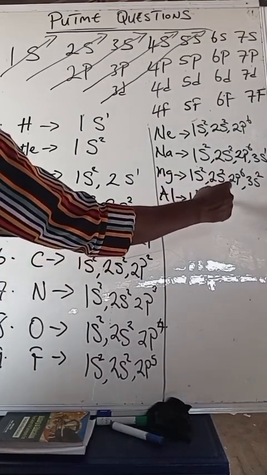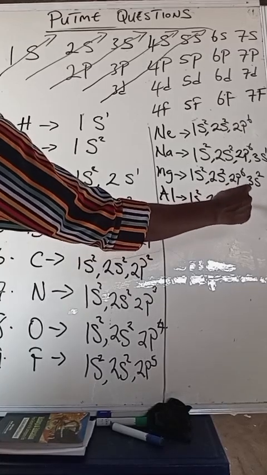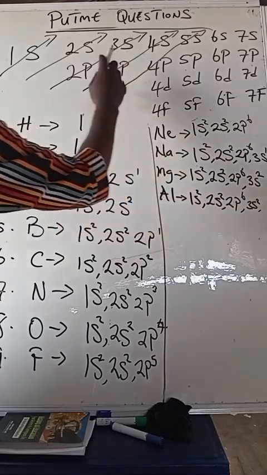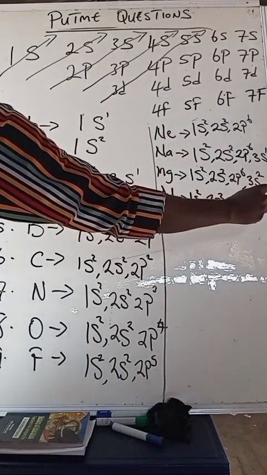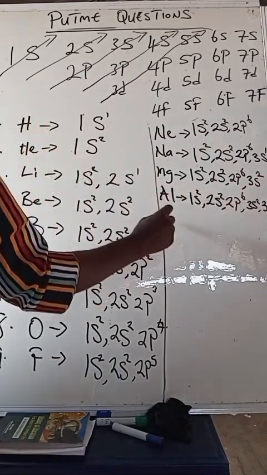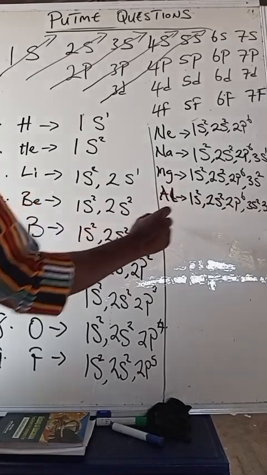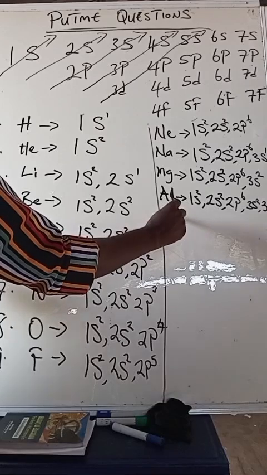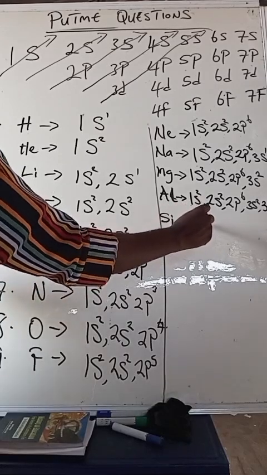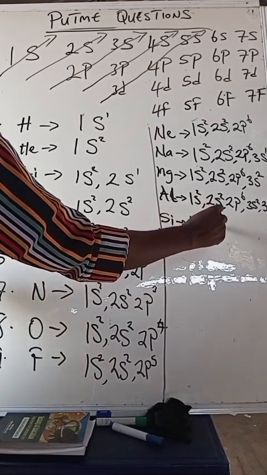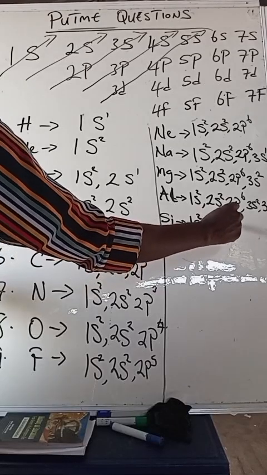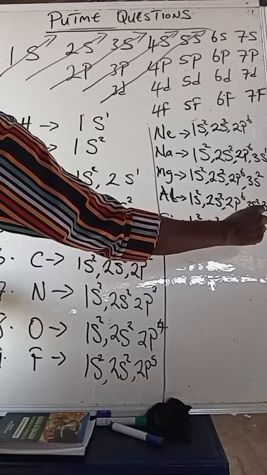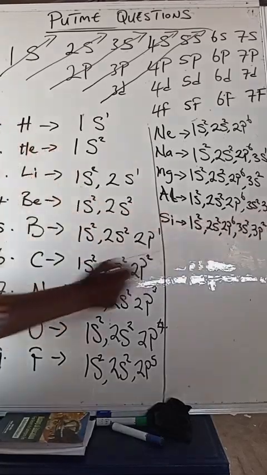Aluminium is 1s2 2s2 2p6 3s2, and the next one is 3p1. Next is silicon: 1s2 2s2 2p6 3s2 and 3p2.